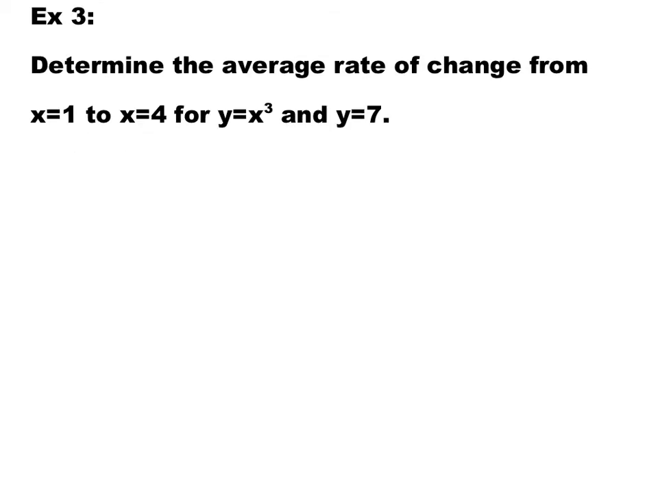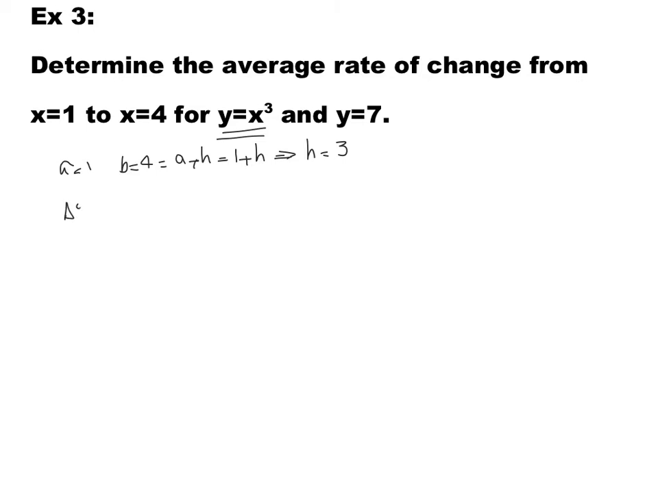The next question says, determine the average rate of change from x equal to 1 to x equal to 4 for y equal x cubed and y equal to 7. First, we are going to look at y equal x cubed. We know that a is 1, b is 4, which is equal to a plus h. But a is 1, so 1 plus h is equal to 4, so from here we get h is equal to 3.